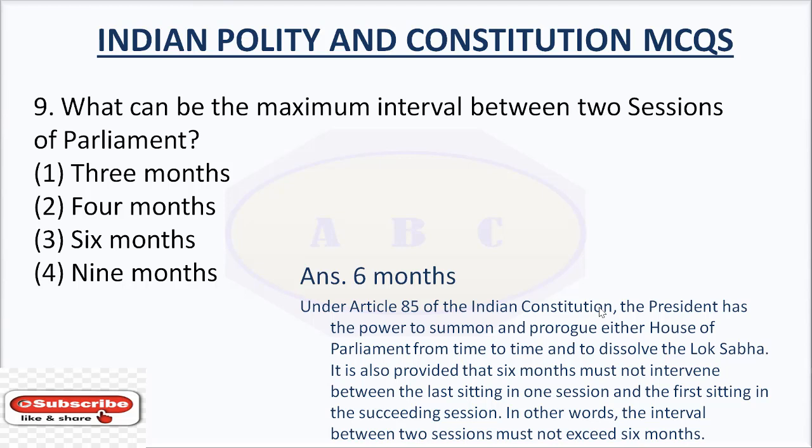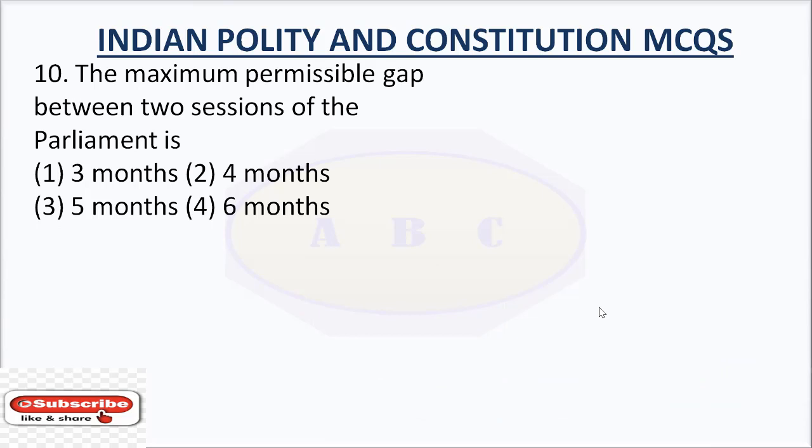Under Article 85 of the Indian Constitution, the President has the power to summon and prorogue either House of Parliament from time to time and to dissolve the Lok Sabha. It also provides that 6 months must not intervene between the last session and the first sitting in the succeeding session. In other words, the interval between two sessions must not exceed 6 months.